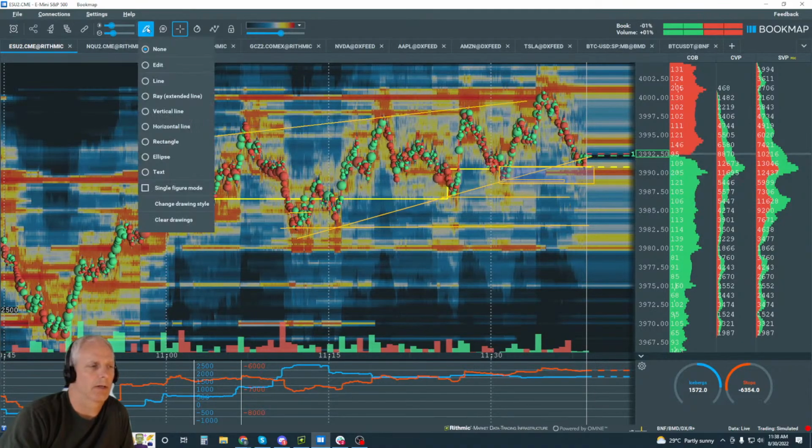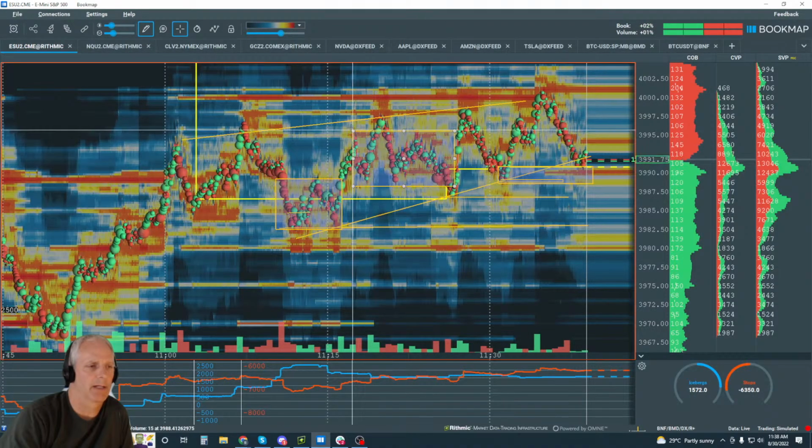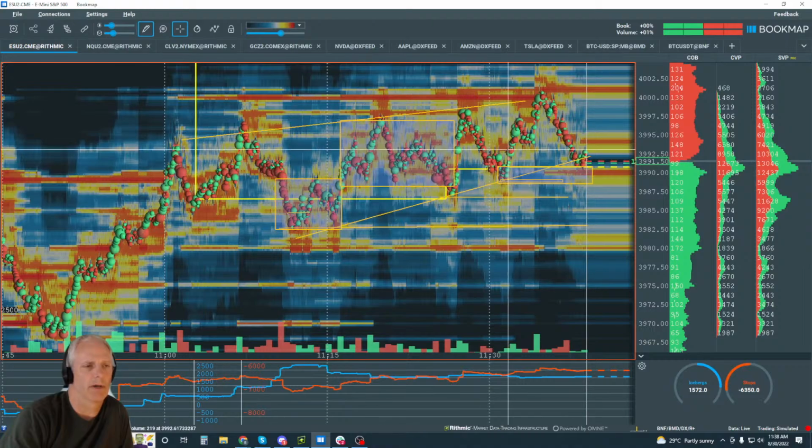Okay, here again is Todd's breakdown and then breakout, and a beautiful even retest back to it here. That's why we draw these things up.